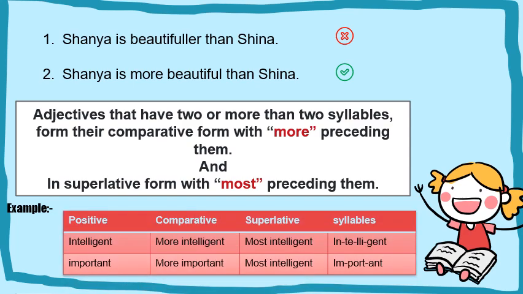There are some more examples. Intelligent, more intelligent, most intelligent. Because in intelligent, there are four syllables. Important, more important, most important. In important, there are three syllables. That's why we'll use more important and most important.